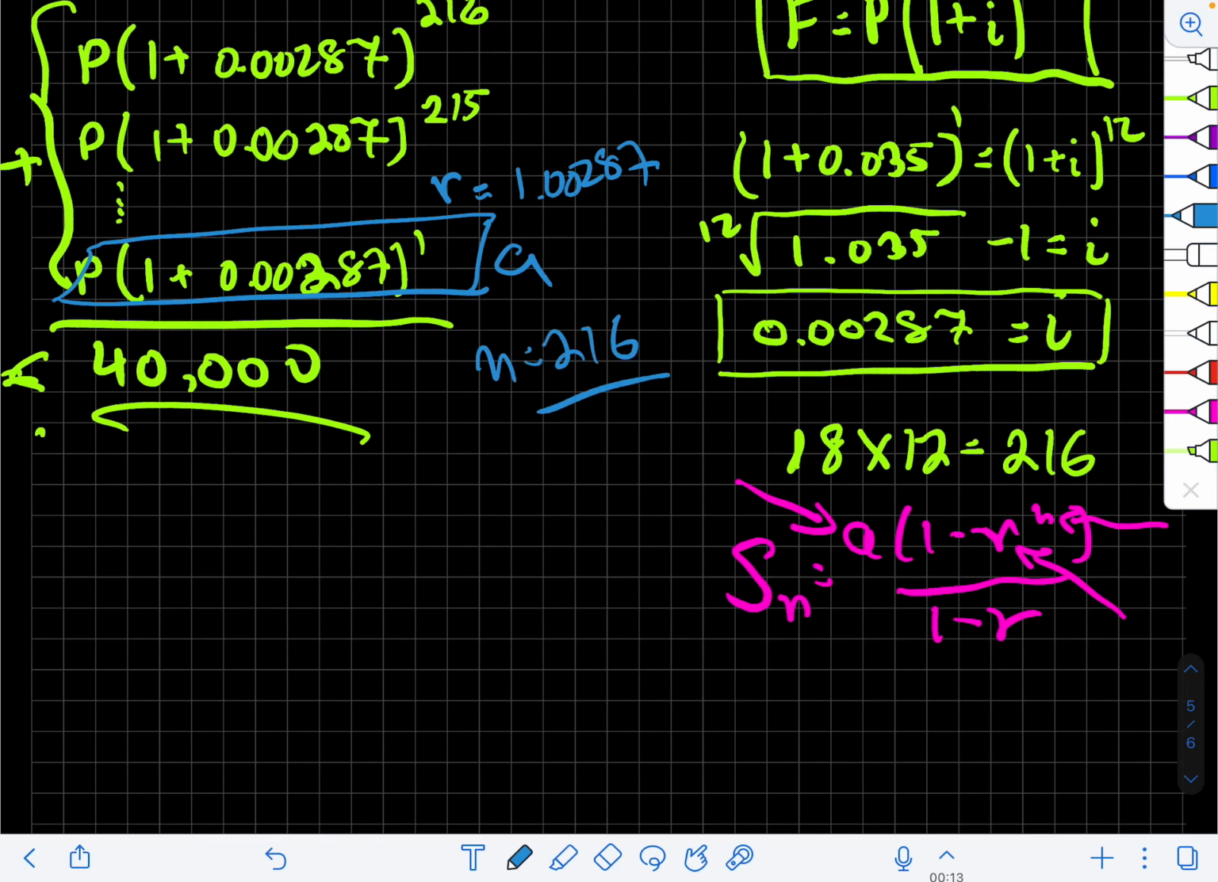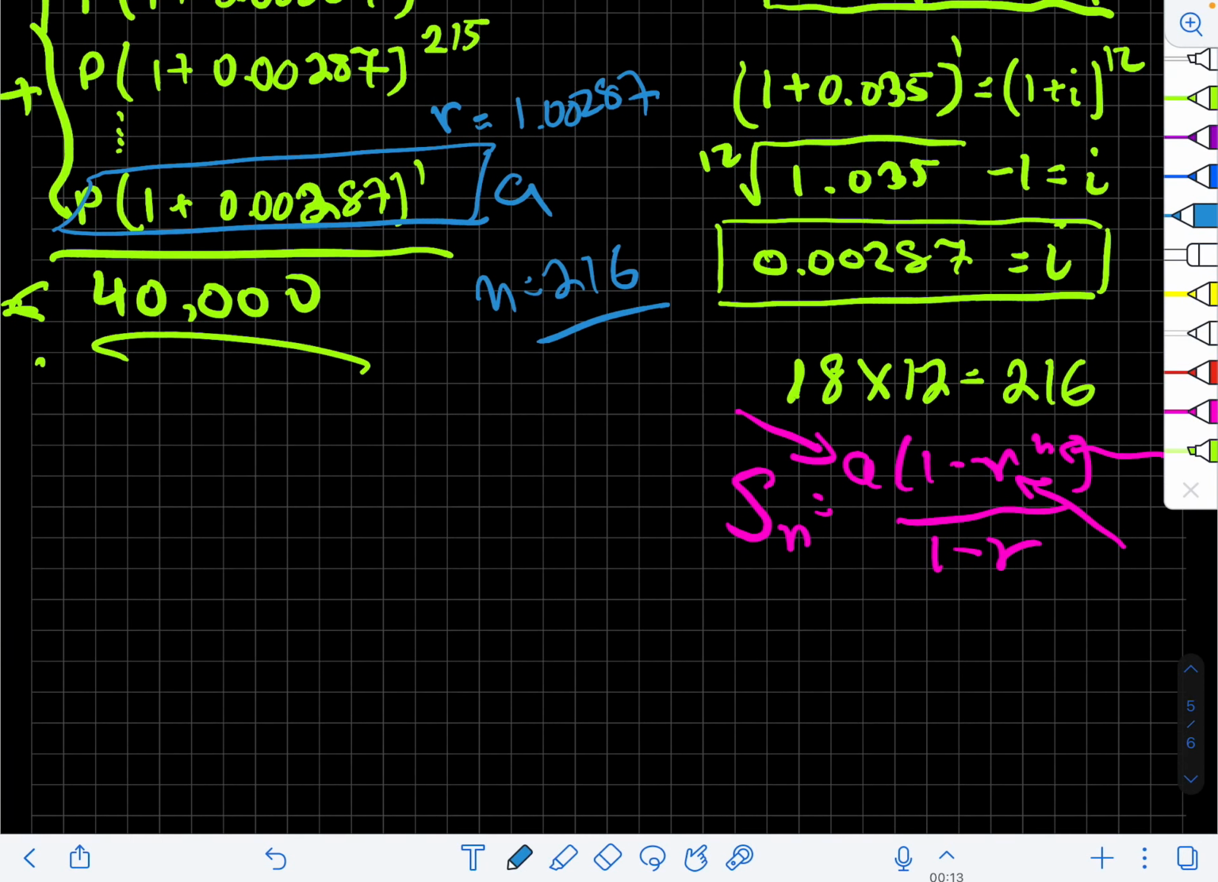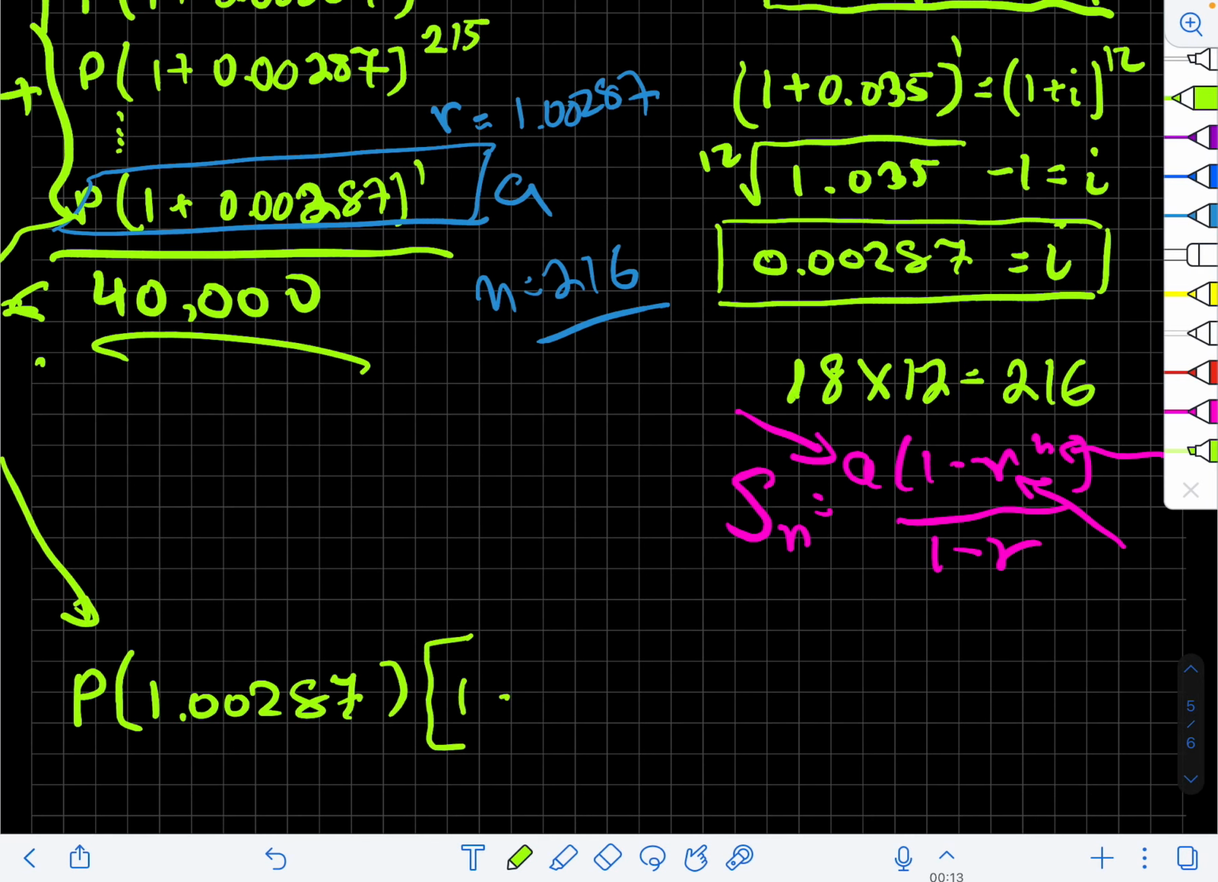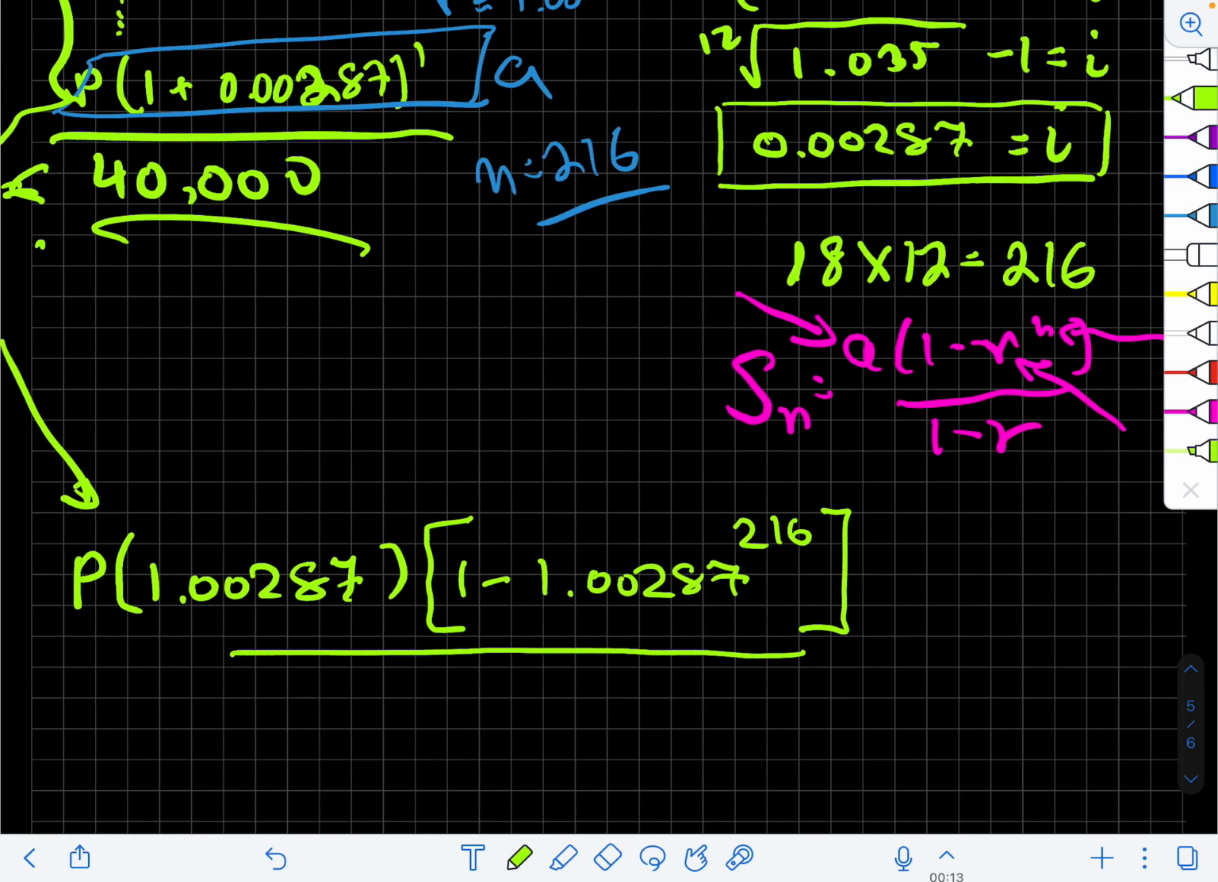I'm going to put all of this together in the formula. So I have P, which I don't know, times 1.00287. That's my first term that I just copied from there. Has to be multiplied by 1 minus the ratio. The ratio is just the bracket, which is 1.00287. That has to come to the power of n. n is how many terms I'm adding. So she's saving 216 installments. So I power that, and then over 1 minus r. So 1 minus, again, r was the 1.00287. And all of that has to equal 40,000 because that is what she wants to save.